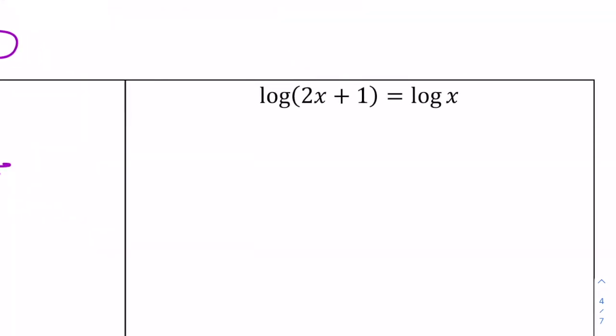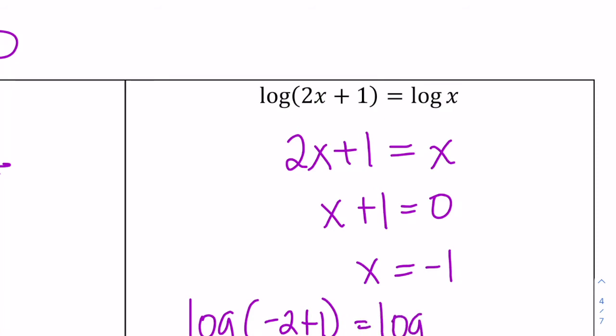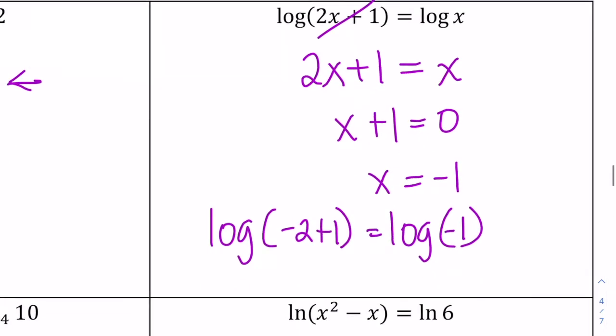Now we have the common logs, so we know that 2x plus 1 equals x. Subtracting x from both sides and subtracting 1, we know x equals -1. Now when we plug in -1, we get -2 plus 1, so that's going to be log of -1. And remember, that cannot work. We cannot have a -1 as a power. So this will be no solution, or you can write empty set.